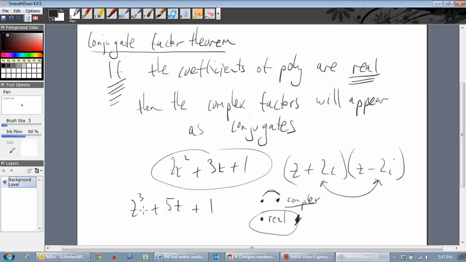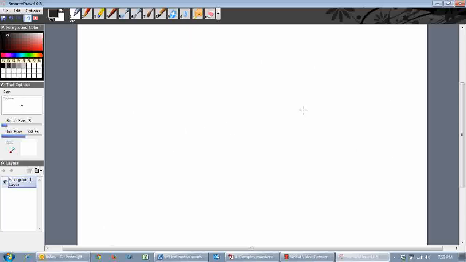So any time you've got a cubic with real coefficients, you will get a conjugate pair of complex solutions plus 1 real solution. If you've got a z to the 4 with real coefficients, you could have 2 complex and 2 real, or you might have 4 real. There are different situations, but just remember that if you get any complex solutions, they'll appear as conjugates if the coefficients are real. A really important result.